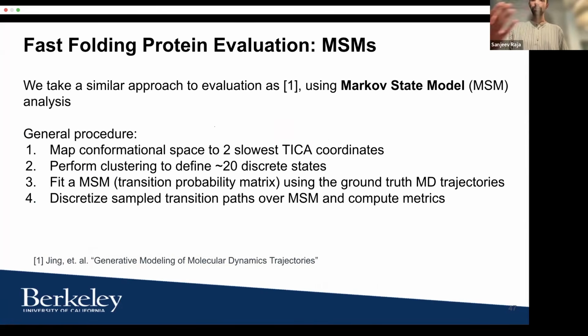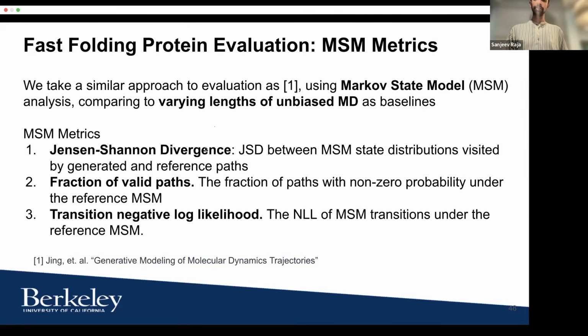We use the idea of Markov state model analysis, where we cluster this TICA space and then fit a Markov state model and see whether the paths that we produce, broadly speaking, have high likelihood under those Markov state models. We compute a set of metrics, which were heavily inspired, if not directly taken from, Hannes and Bowen's paper, which was generative modeling of MD trajectories. Highly recommend reading it if you haven't.